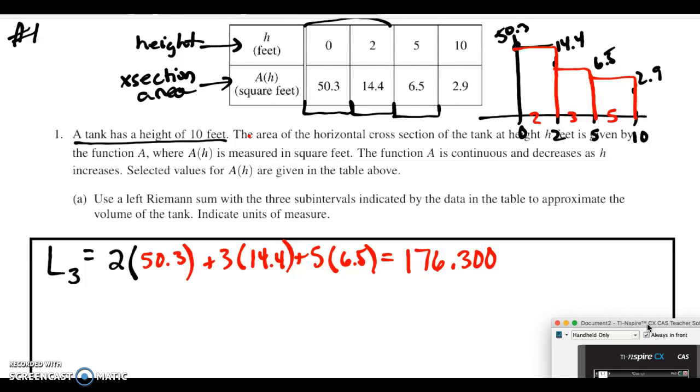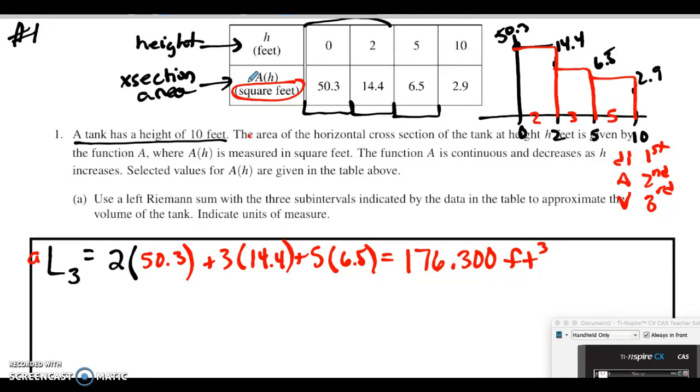And I'm asked to indicate units of measure. Well, if area is square feet, then L3 is going to be volume, and that is going to be in feet cubed. Remember, dimensions always go up from distance to area to volume. This is first degree, second degree, and third degree. So that's part A, usually the easiest part on there.